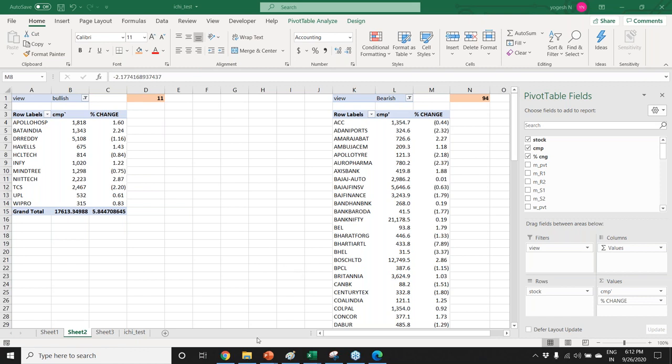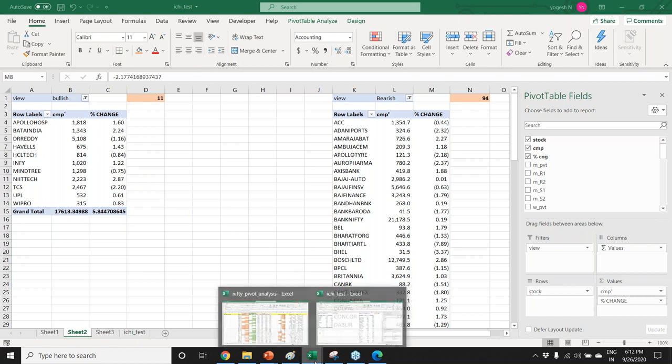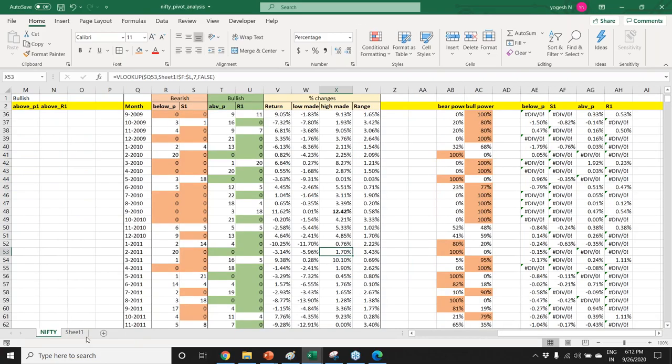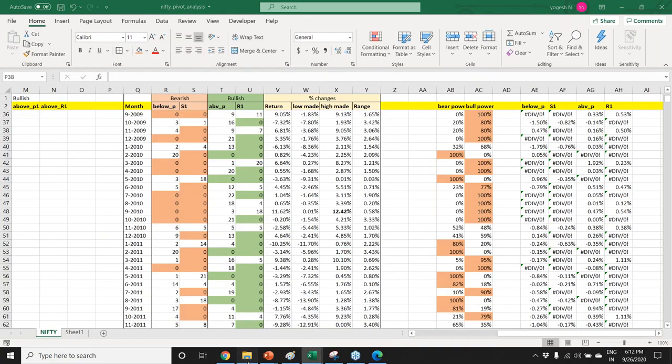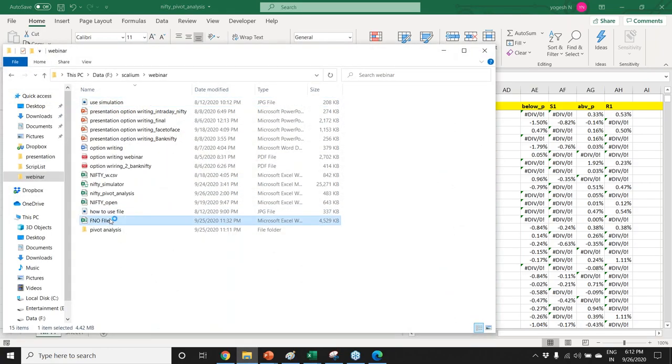Now this OI example, let me see, I have that Excel or not. Sorry for shooting beyond time because there was too much to cover. Now see this FNO file.